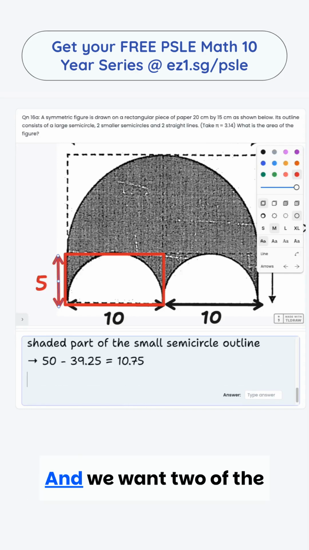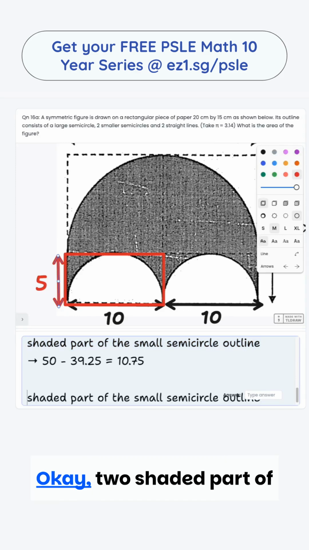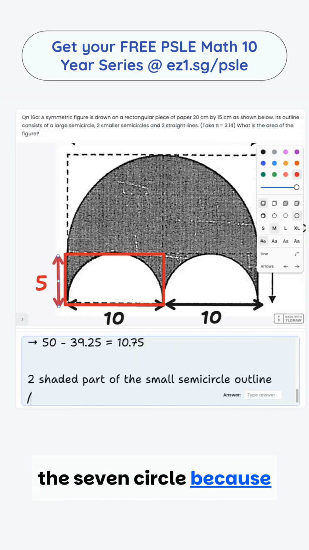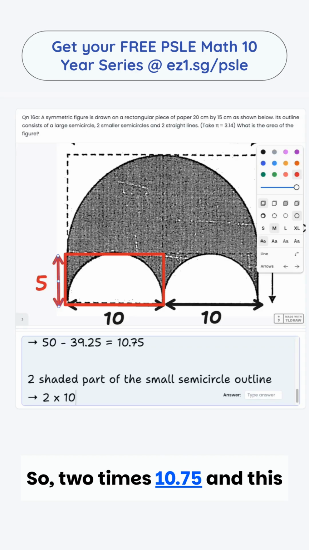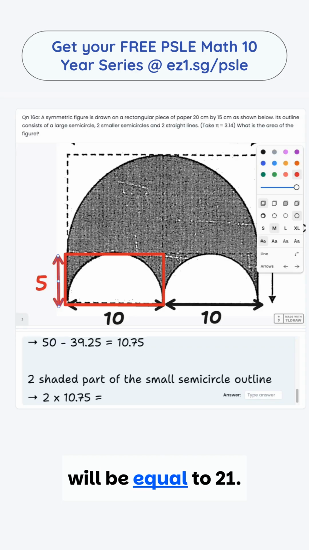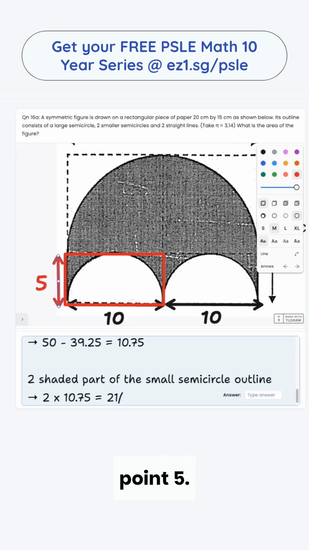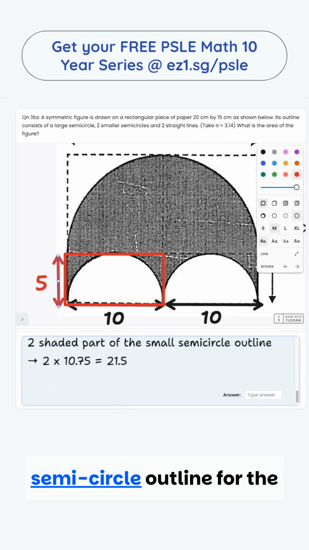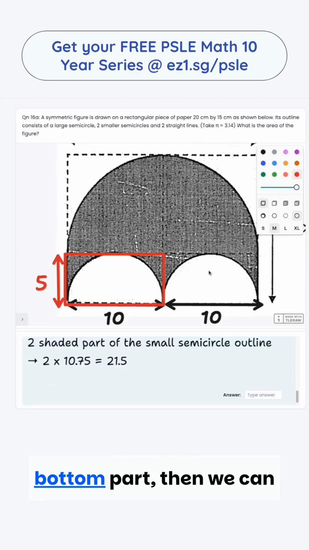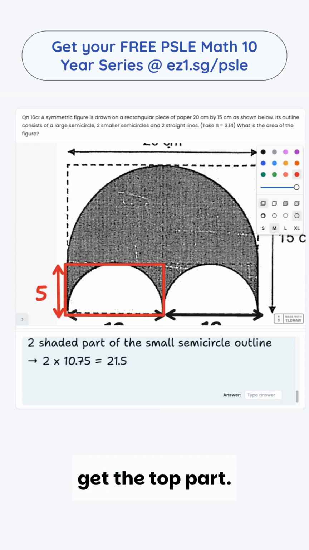Okay, and we want 2 of the shaded part, because there are 2, right? So 2 times 10.75 will be equal to 21.5. So now we know the small semicircle outline for the bottom part. Then we can get the top part.